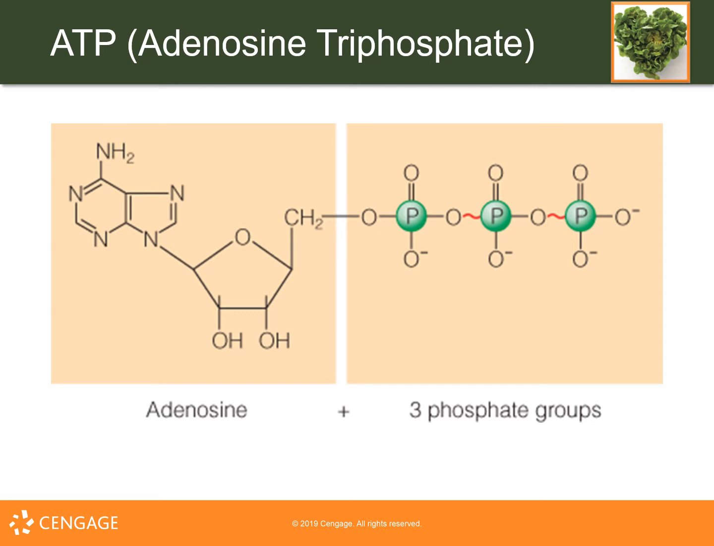ATP releases energy when one or two of the phosphate groups break off during hydrolysis. In this way, ATP provides the energy that powers activity of living cells. If you note those red squiggly lines between phosphate groups, those signify high energy bonds. Energy is released when these bonds are broken.